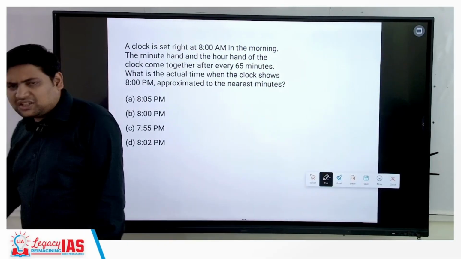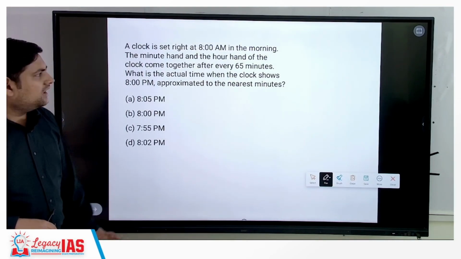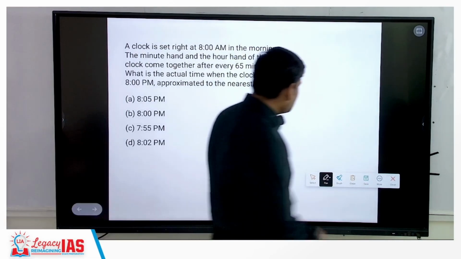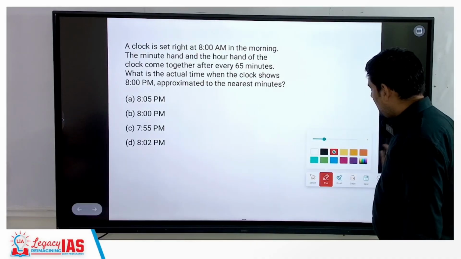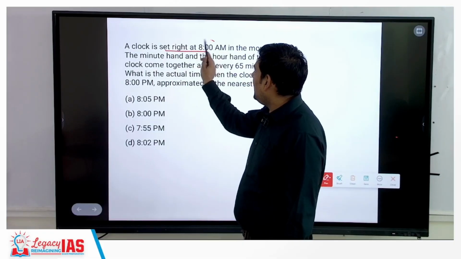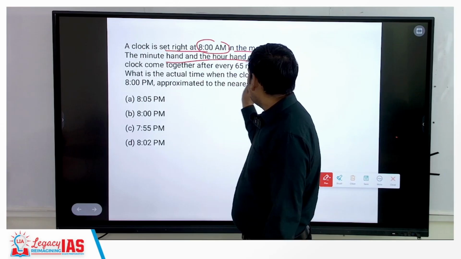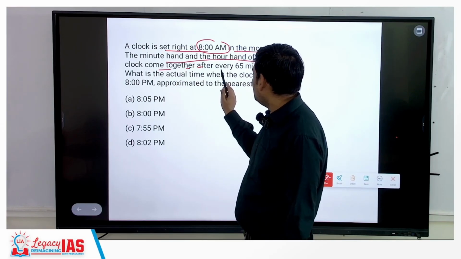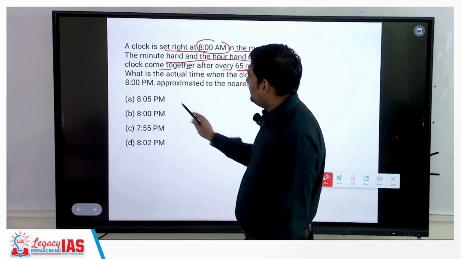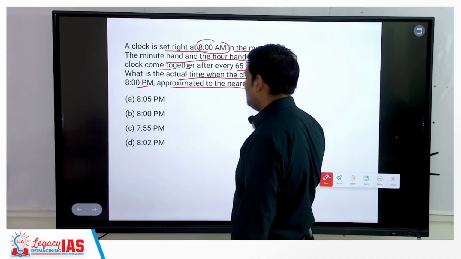See, this question has been left by most people making the answer key. Now, this question is not that tough. You just need to know the concept. A clock is set right at 8 AM in the morning. The minute hand and the hour hand of the clock come together after every 65 minutes. What is the actual time when the clock shows 8 PM, approximated to nearest minutes?